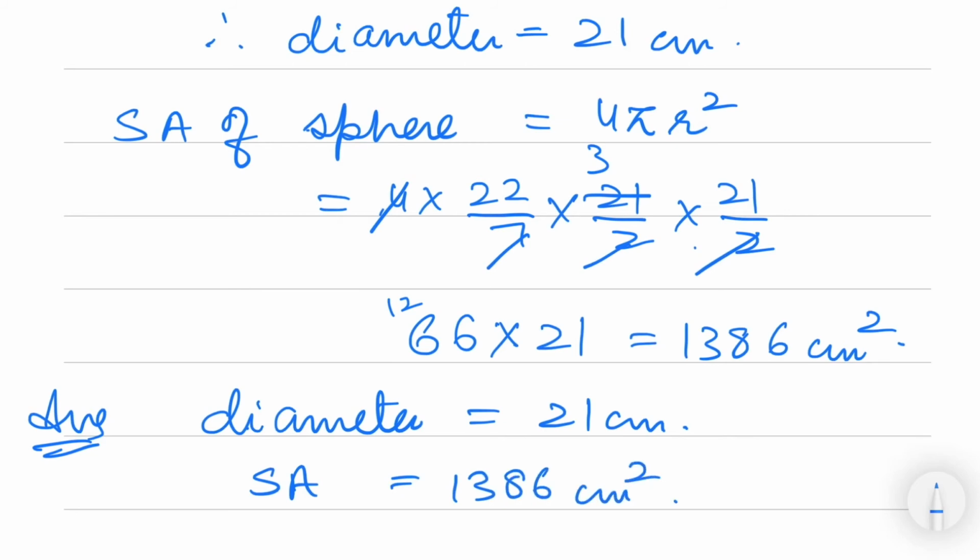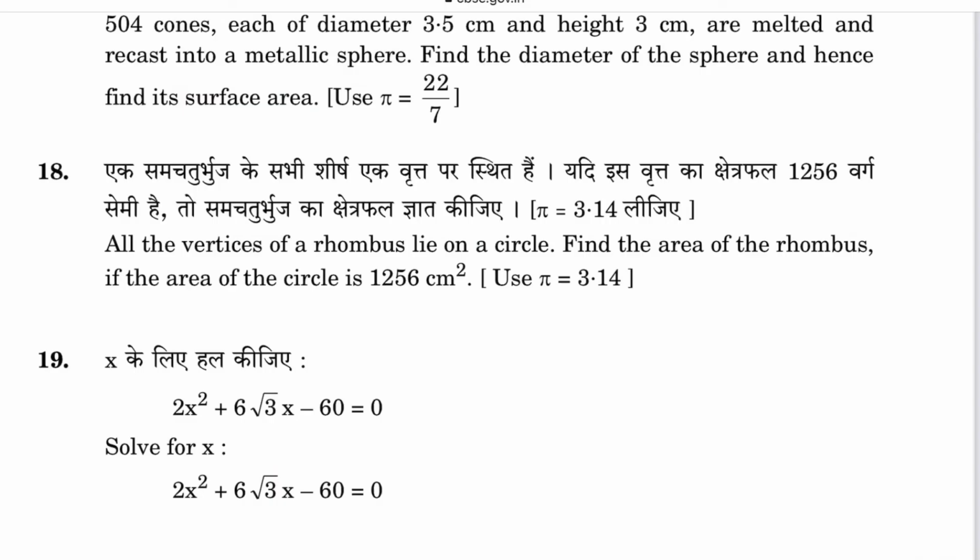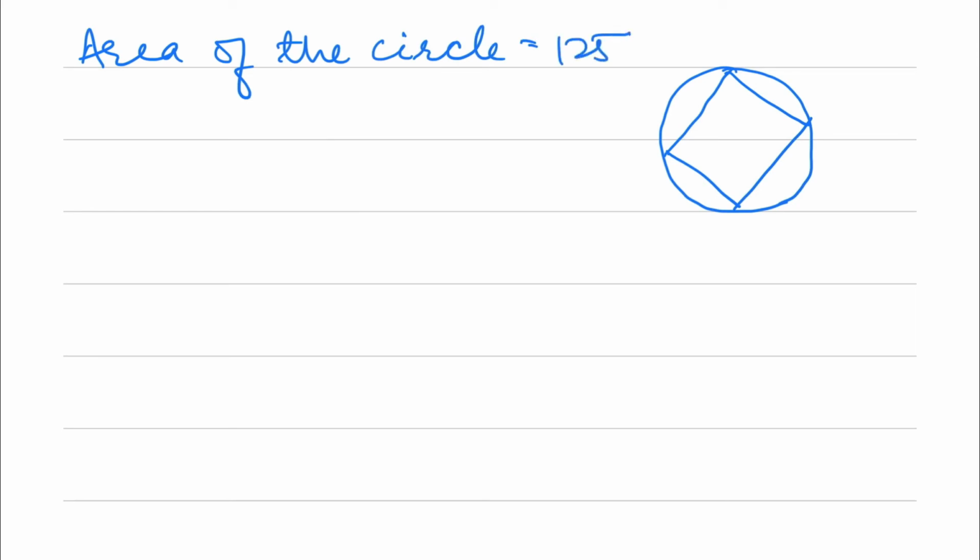Question number 18. This question says all the vertices of a rhombus lie on a circle. So this is the circle and let this be the rhombus. We are given the area of the circle is equal to 1256 centimeter square.